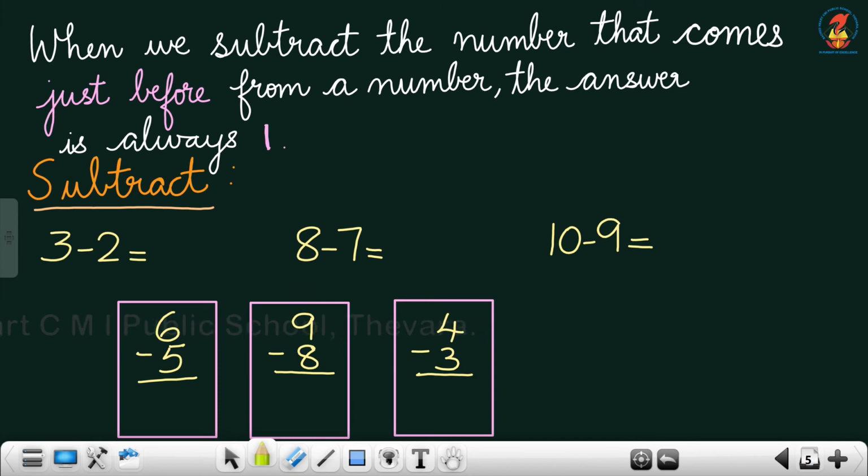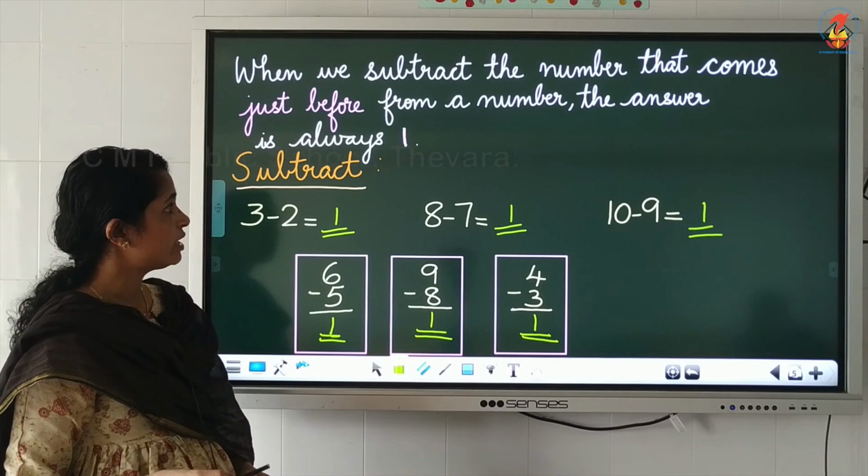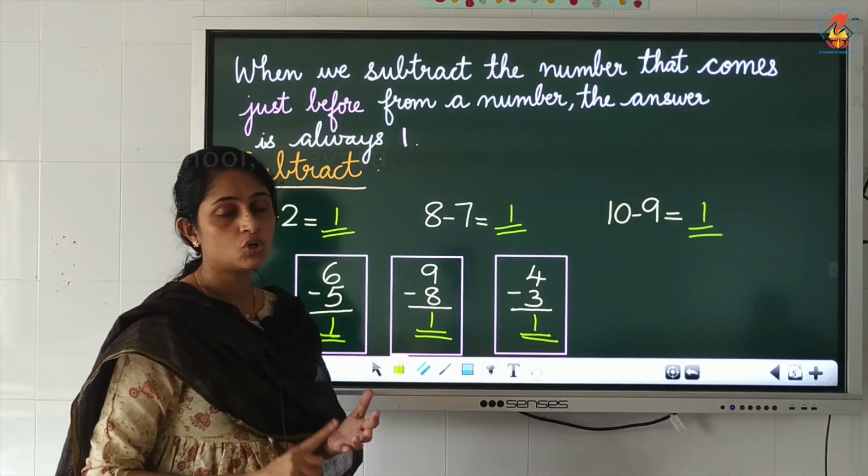Okay. So what will be 3 minus 2, children? 1. 8 minus 7? 1. 10 minus 9? 1. 6 minus 5? 1. 9 minus 8? 1. 4 minus 3? Again answer is 1. 4 minus 3 is 1. So we can say that when we subtract the number that comes just before from a number, the answer is always 1.